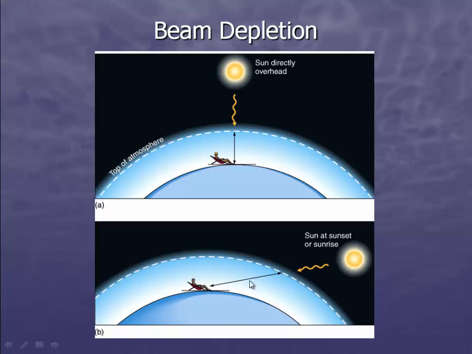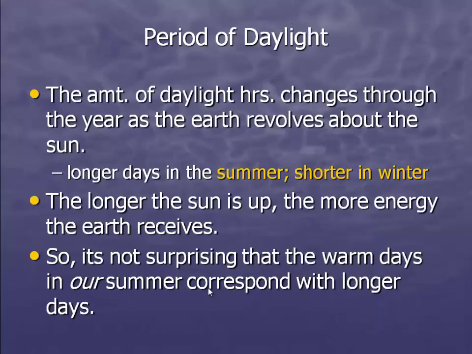Because it's passing through so much more atmosphere, the beam becomes depleted, and the amount of radiation that actually gets to the surface of the Earth is much less. So this beam spreading and beam depletion work together hand in hand to dictate how much radiation is received at the surface of the Earth.